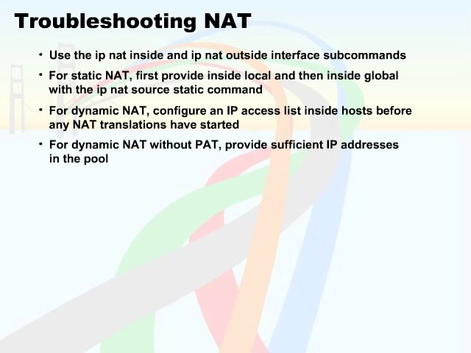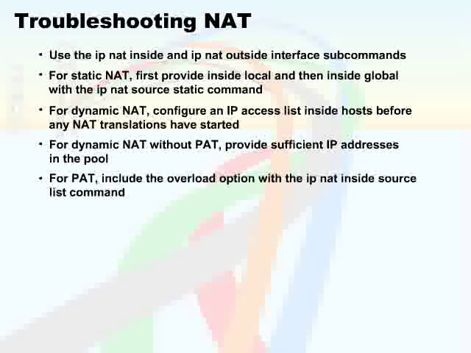In case dynamic NAT does not support port address translation or PAT, we need to make sure that there are sufficient IP addresses in the pool. We can identify the problem of lack of IP addresses by looking at the second misses counter in the output of the show IP statistics command. It shows us any time a request was made for a global IP address when one was not available.